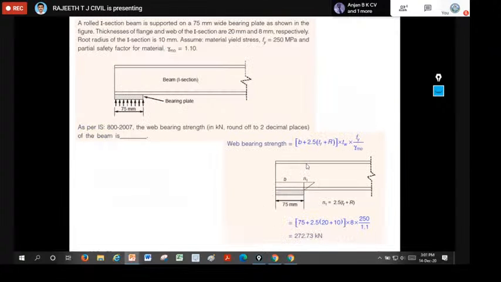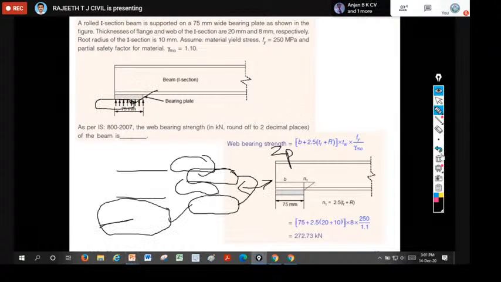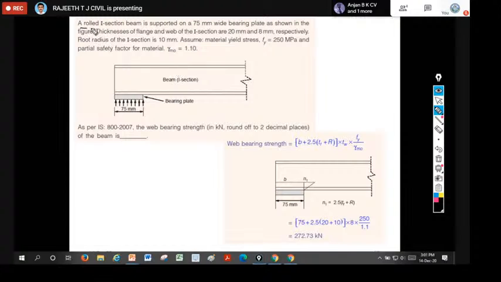So this was one of the questions they asked on web bearing. Now the web crippling condition. We'll see the problem now. A rolled I section beam is supported on a 75 mm wide bearing plate. So here b equals 75 mm. What is the web bearing length? This is the bearing length given, 75 mm.